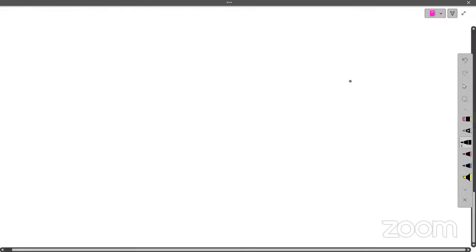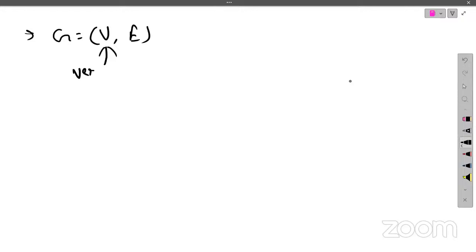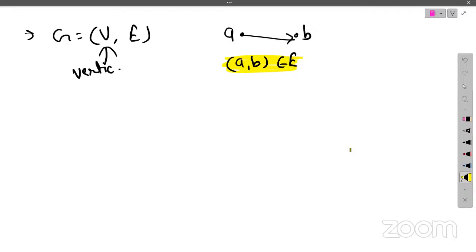So in short, a graph is nothing but a collection of two sets, V and E, where V is any set known as the set of vertices, and E is the set of edges. We denote that there is an edge from vertex A to B by saying that the pair A comma B belongs to E. So this is the mathematical way of saying that there is an edge from vertex A to vertex B. And here observe the direction: A comma B belongs to E means there is an edge starting from vertex A and ending at vertex B. So this is a graph.